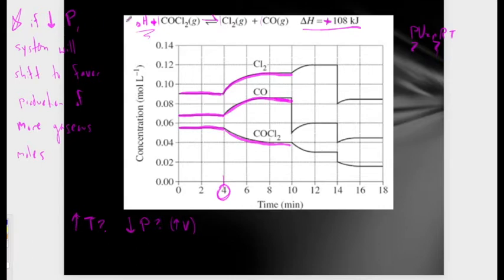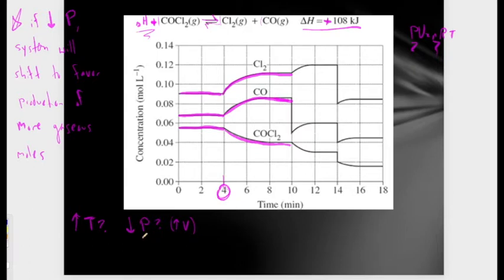And of course, that's not what happened here. So I know for sure that I didn't increase the pressure, or else the system would have shifted to the left. And that's not what happened at 4 minutes. I'm just asking what happened at 4 minutes. So I know that one of these things had to happen. How could I test to see?